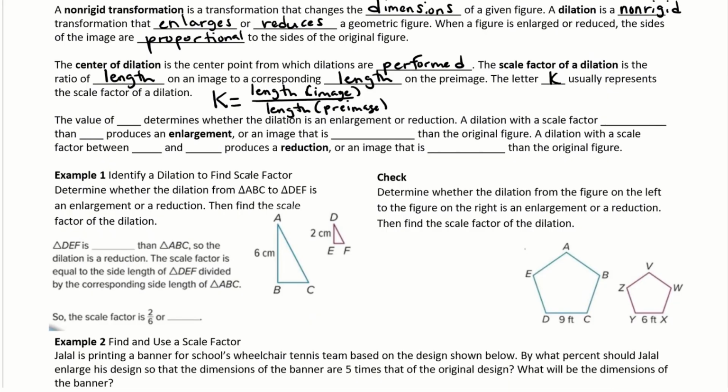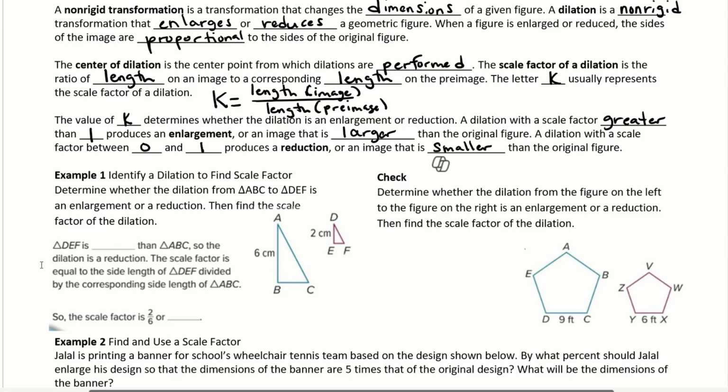The value K determines whether the dilation is an enlargement or reduction. If the scale factor is greater than 1, then we refer to it as an enlargement. An enlargement means that the image is larger than the original figure. If you have a scale factor between 0 and 1, then that's going to produce a reduction, where the image is smaller than the original.